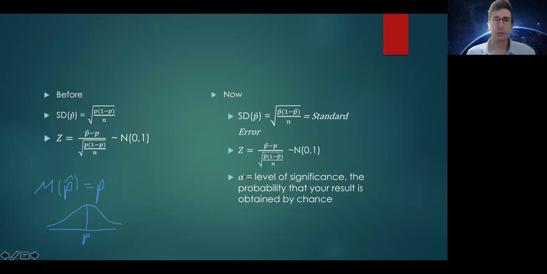And then we're also going to see something called alpha. This is called the level of significance, and this is basically the probability that your result is obtained by chance. We're either going to set this value, or the problem will give it to us directly or potentially indirectly. So we may have to solve for it slightly, but it's a pretty easy calculation.